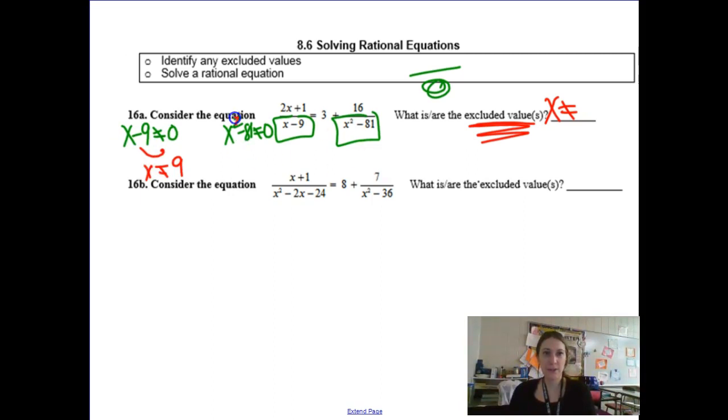And then this one, x squared minus 81, you can either square root or factor that one. That one factors pretty nice, right? X plus 9 times x minus 9 can't be 0. So that gives me two things that x can't be. X can't be positive or negative 9.